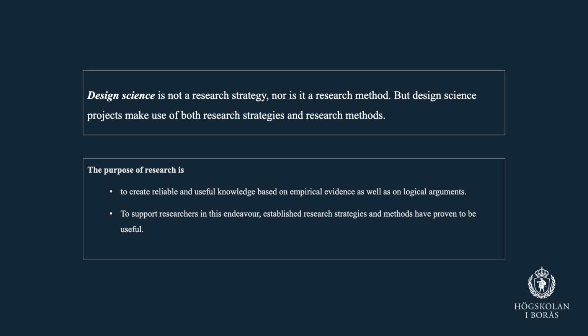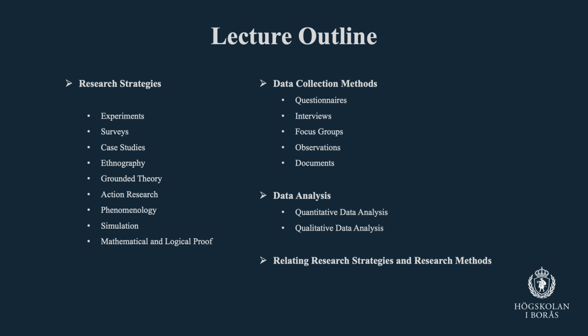This lecture provides an overview of well-established research strategies and methods, particularly within the social sciences. These approaches are also highly relevant in design science research, where they assist in investigating practical problems, defining requirements, and evaluating artifacts. This lecture is structured into three main sections. First, we will explore research strategies, including experiments, surveys, case studies, ethnography, grounded theory, action research, phenomenology, simulation, and mathematical proof. These strategies provide different approaches to conducting research based on the nature of the study and its objectives.